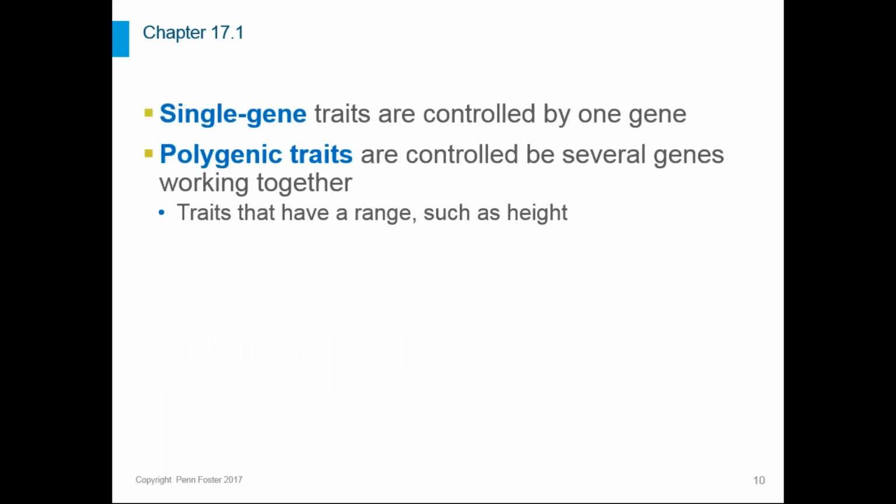So some traits are controlled by single genes, and they are aptly named single gene traits. Other traits are affected by several genes working together, and these are called polygenic traits. Polygenic traits are often traits that have a range. A good example is height. People don't come in simply a tall or short variety at set heights, but people come in a range of heights of all different sizes.